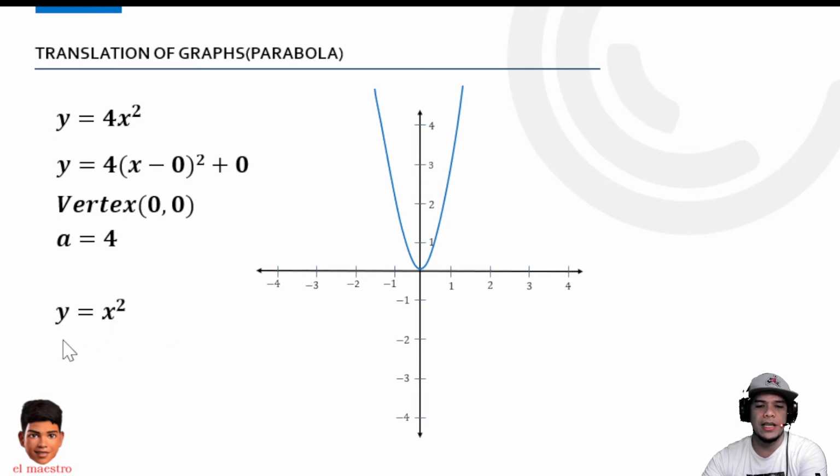Okay, let's say for example, y is equal to x squared. In this case, ano yung value ng a natin? A is equal to 1. We all know, pag walang nakasulat dyan, that is understood that a is equal to 1. So, ano yung magiging graph niya?